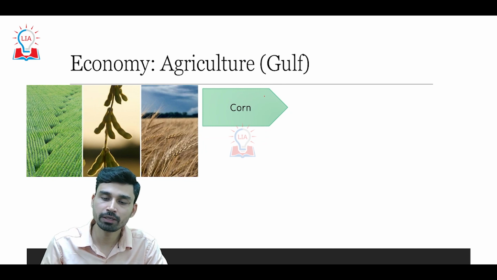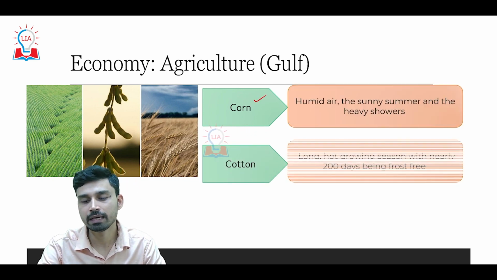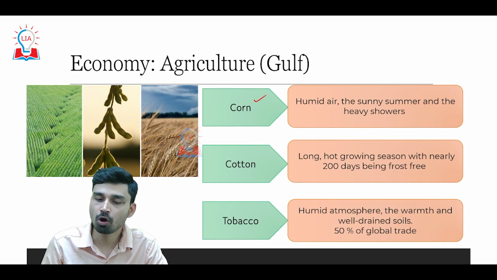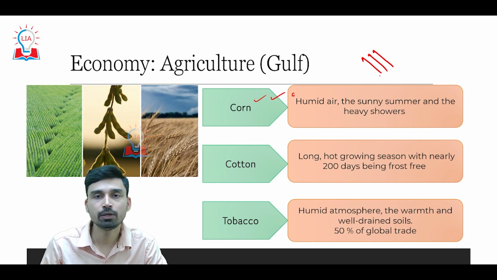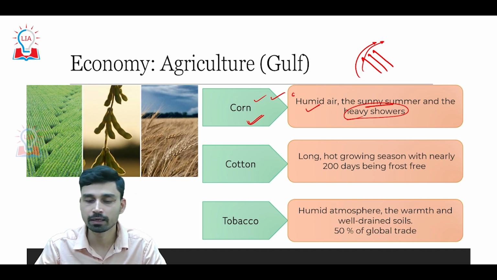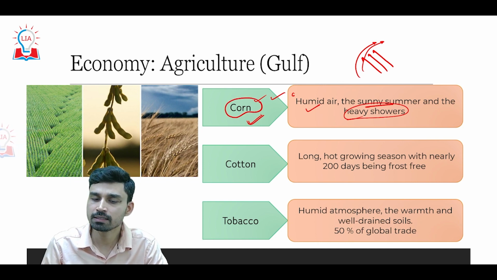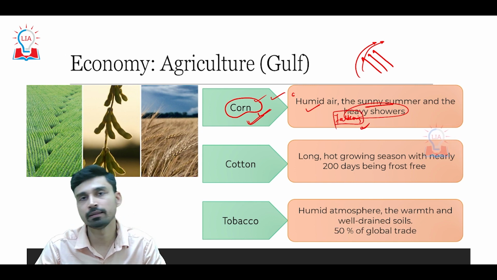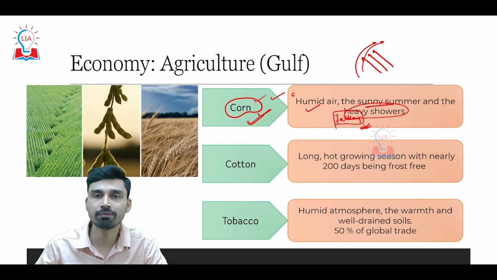If you look at the Gulf type of climate in USA, three major types of crops are grown in this area. We have corn, cotton, and tobacco. So corn, why? Because in this area, as we have discussed, the trade winds are coming from the sea to land, and we also have the flow of the warm ocean current, Gulf Stream. So due to the humid air, sunny summer, and the heavy showers, corn can be easily cultivated here. The main purpose of cultivating corn in this region is not for human consumption, but rather for the fattening of pigs. Once the pigs are fed on this cheap corn, they gain weight and are then sent to the meat processing industry for the manufacturing of bacon.